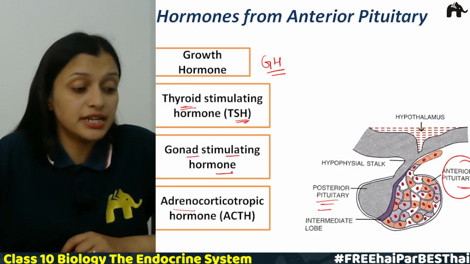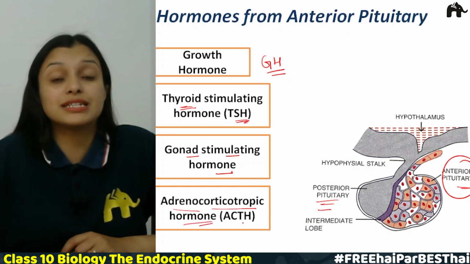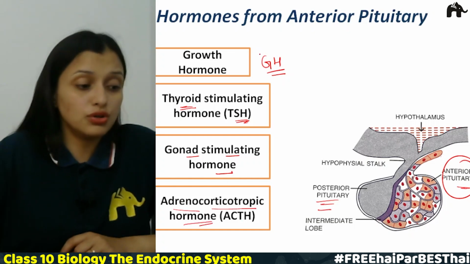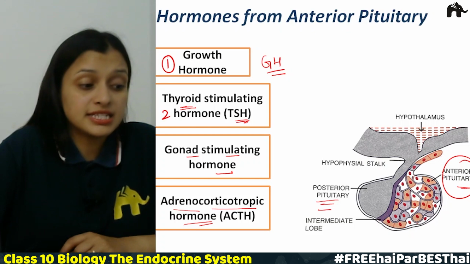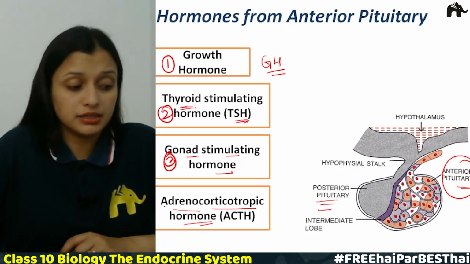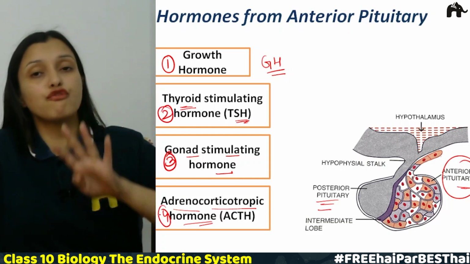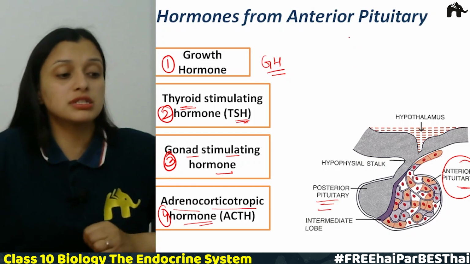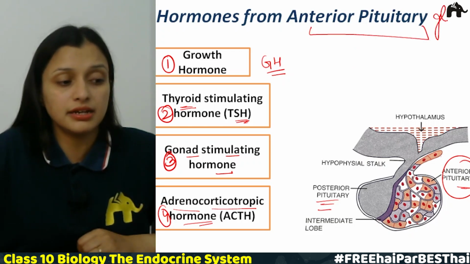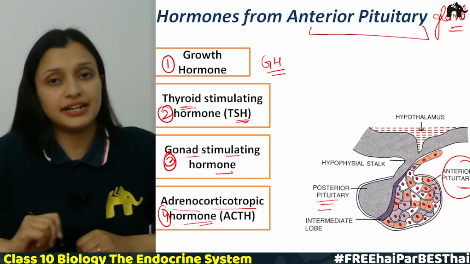The next one is adrenocorticotropic hormone, that is ACTH. So first, second, third and fourth. So these are the 4 different hormones secreted by the anterior pituitary gland.